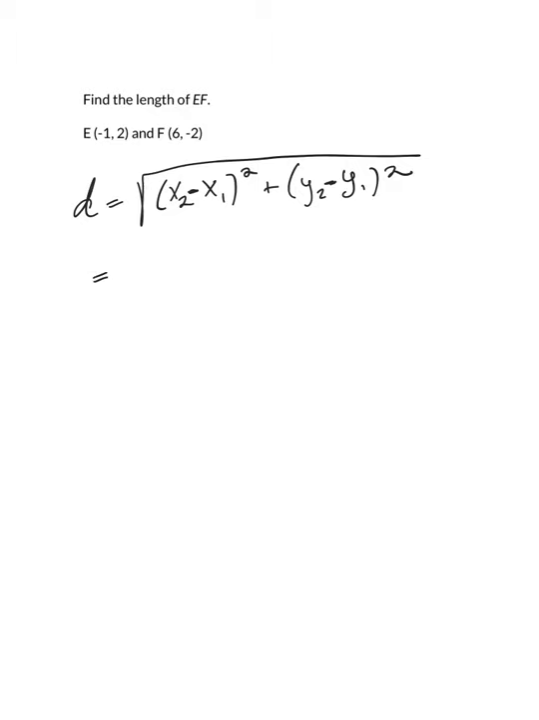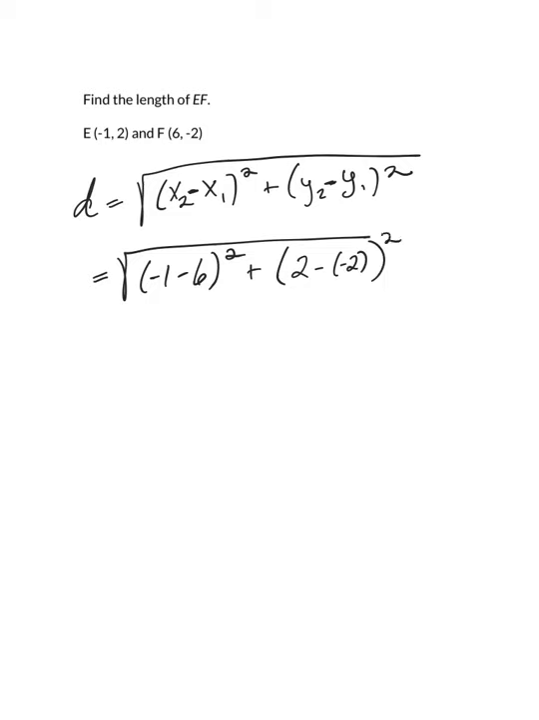So let's fill in our x values. So I have negative 1 minus 6. And for y, I have 2 minus a negative 2. This is where a lot of students make that mistake of doing 2 minus 2, and they substitute that negative for the subtraction sign. Don't do that.